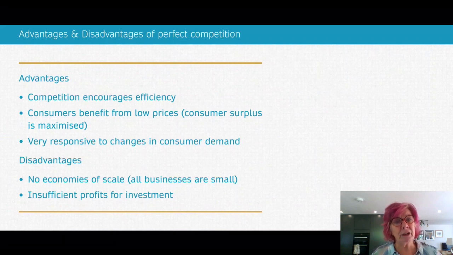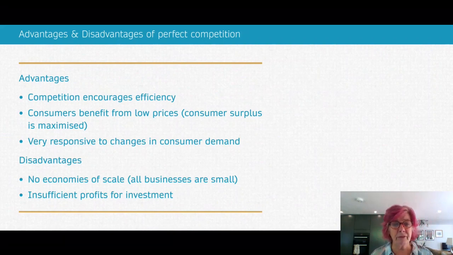So, what are the advantages and the disadvantages of perfect competition? Well, we've already said competition encourages efficiency, doesn't it? It encourages businesses to offer the best quality, and it encourages them to keep their prices down. So we as consumers benefit from these low prices. Our consumer surplus is maximised. And because there are so many competitors, these businesses in a perfectly competitive market are very responsive to changes in our demand. But there are some disadvantages as well.